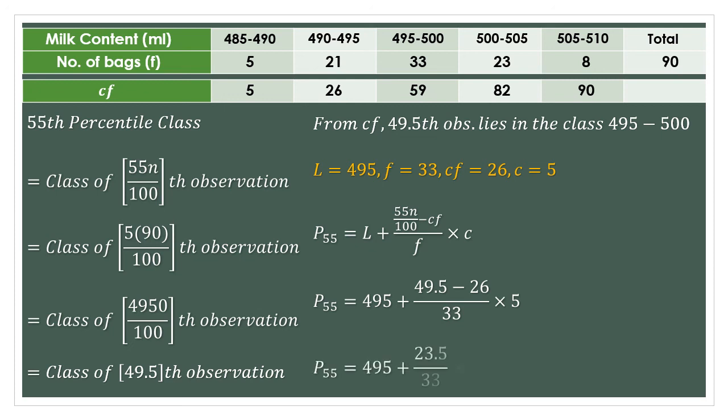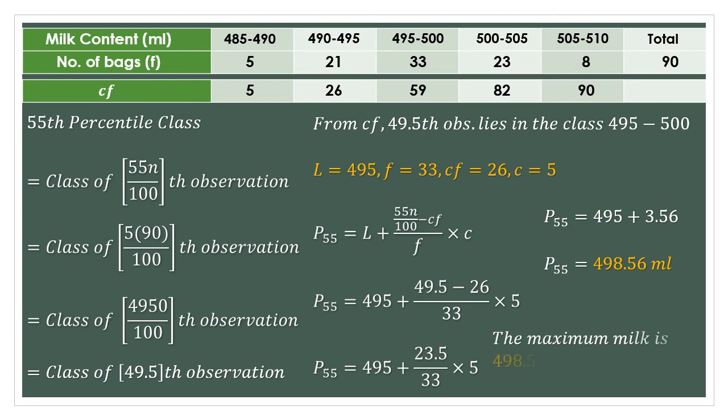When you solve 49.5 minus 26, you get 23.5 into 5 upon 33. You will get 495 plus 3.56, and your answer here will be 498.56 ml. Now the 55th percentile basically means that 55% of bags fill milk less than this value. So the maximum milk is 498.56 ml in 55% of bags with least milk.